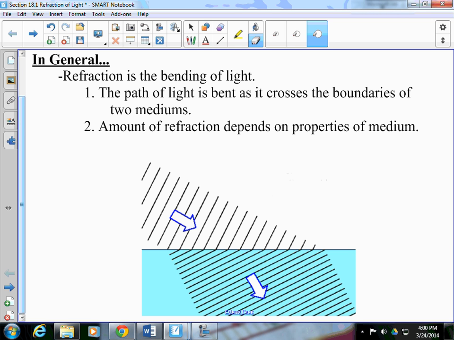If you've ever been spearfishing or anything like that and you look into water, they always tell you when the fish is on the surface and you can see it, you're supposed to aim, I can't remember which one, above or below the actual fish, because the light refracts and makes it look higher or lower than what it actually is. So in general, refraction is the bending of light between two mediums when it crosses over from one medium to another.